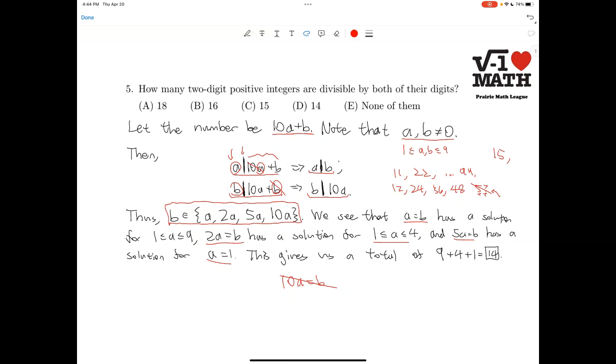This gives us a total of 9 plus 4 plus 1 from these three cases which worked. And so we get 14, which is option choice D.